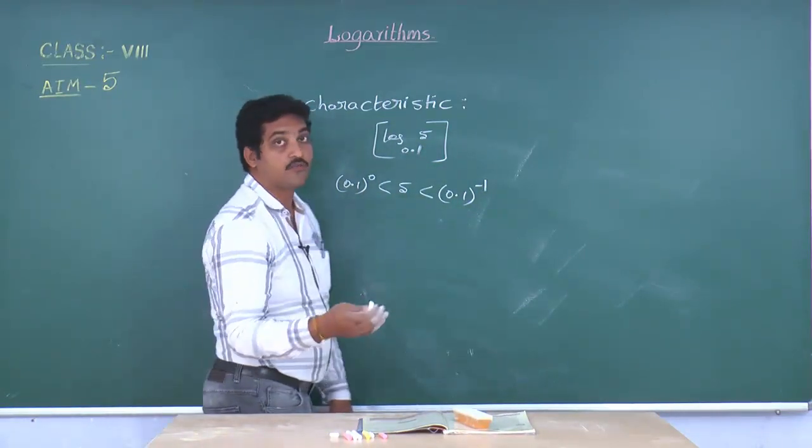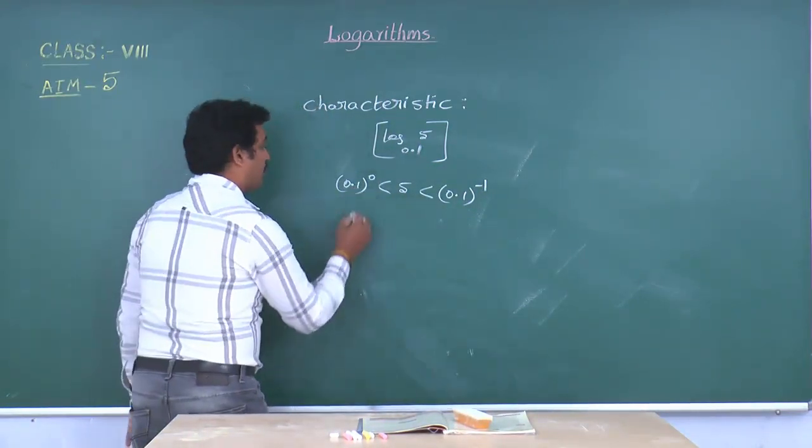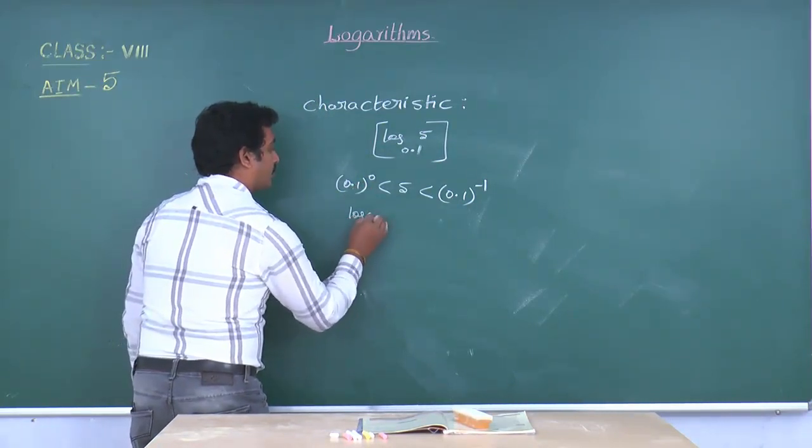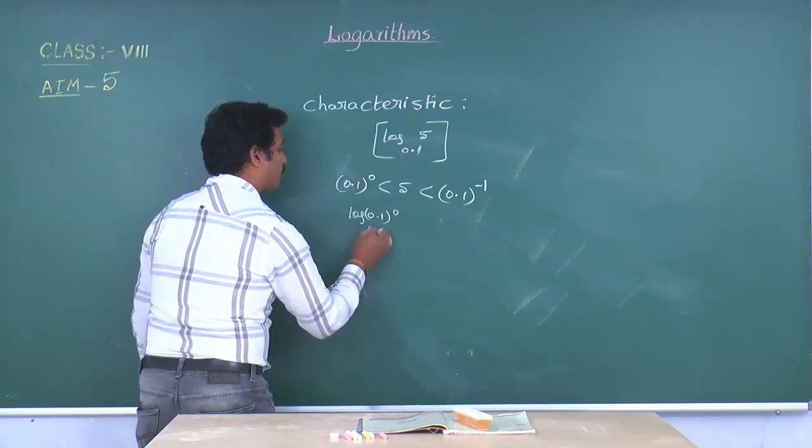Apply the logarithm with the base 0.1. Then what do you get there? It becomes log of 0.1 whole power 0 to the base 0.1.